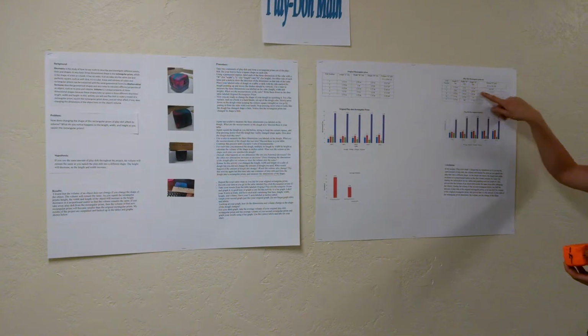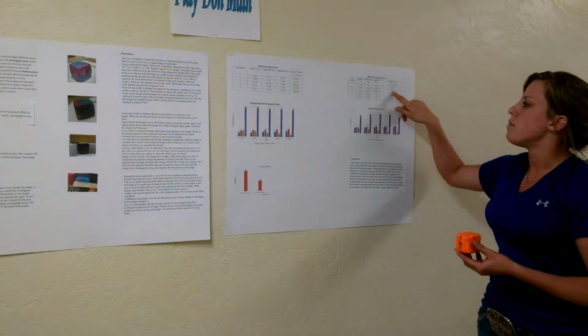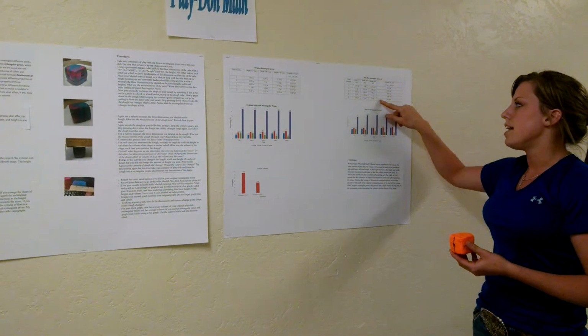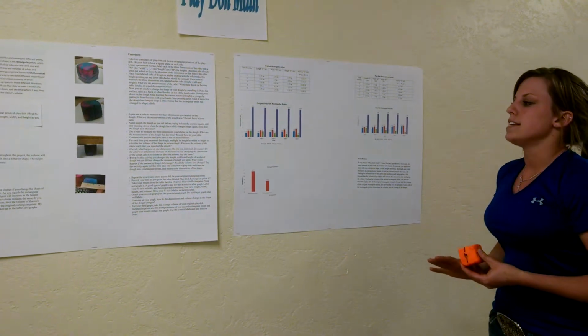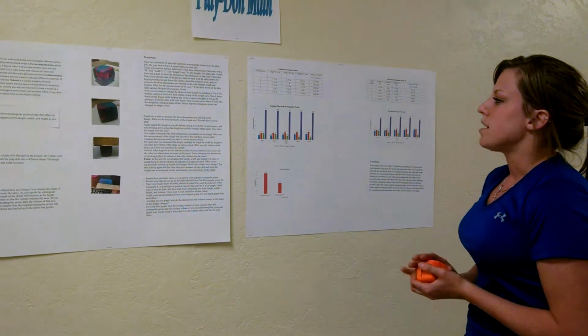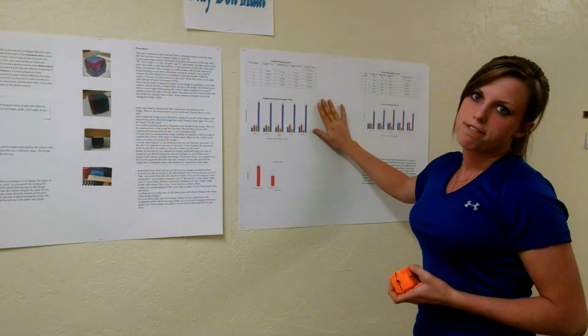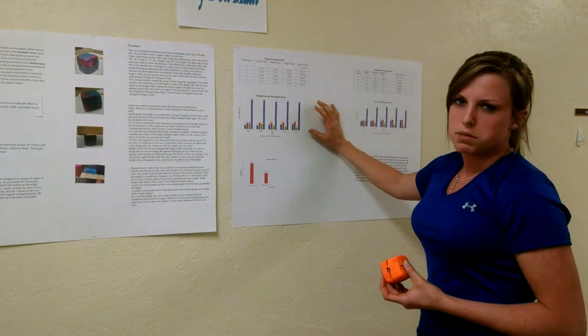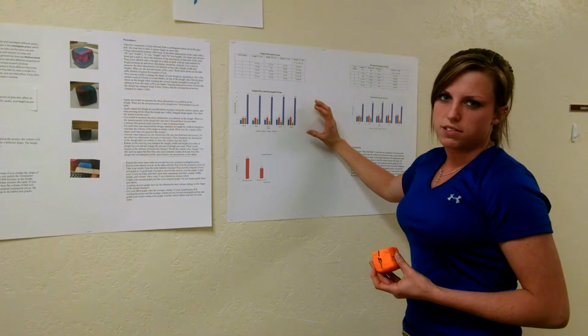Once you do all that, you're going to find your volume again by multiplying your length times your width times your height. Exact same process. Okay, and then once you have all that information down, you're going to take it and put it in a graph. And the best thing to do is put it in a bar graph so it'll be easier to see your data.